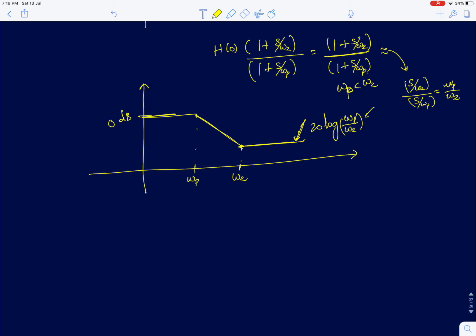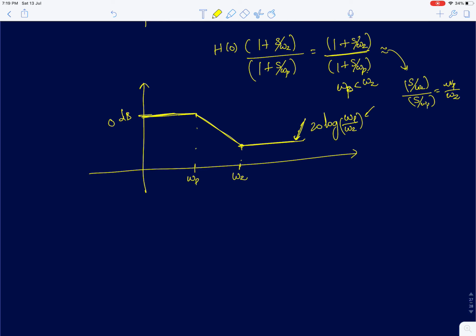I am not plotting the phase responses. Here the more important thing is the amplitude response, for simple open loop first order systems, which is why we are plotting only the magnitude responses. Now from this result, first we will try to plot the other condition, when ωz is less than ωp.